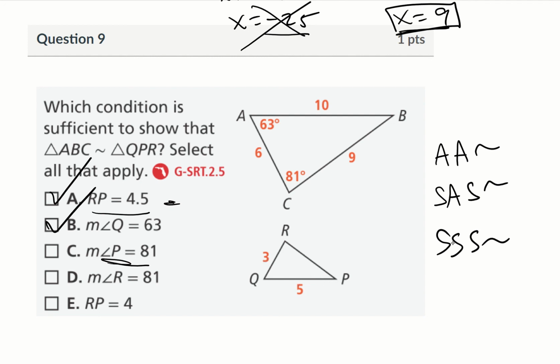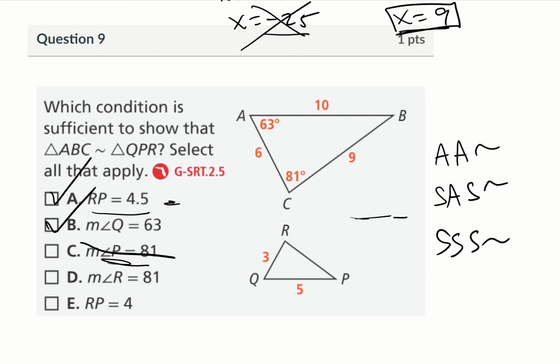The reason why P is not equal to 81 is because if these two triangles are reflections of each other, if you reflect it here, then you're going to get R being here, and then Q here, and then you're going to get P here. And so you can clearly see that R is 81, but not P. But that's not solely the reason why. The main reason why is we don't have enough information to determine. Okay, so it's definitely not going to be C.